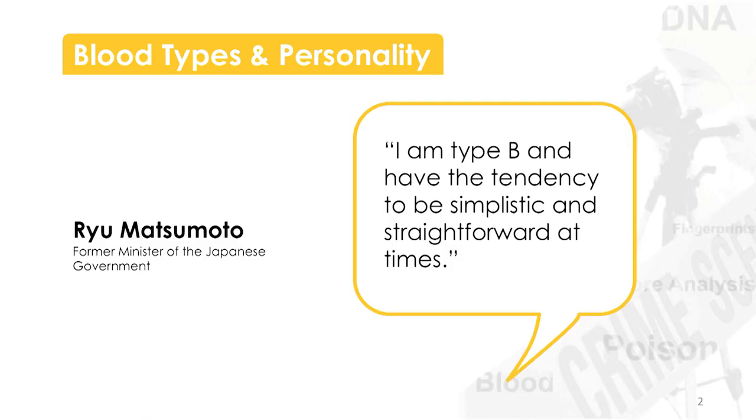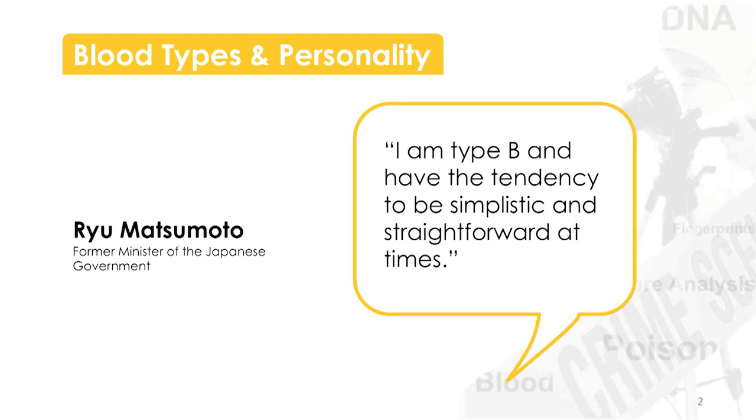And here is a former minister of the Japanese government who got into a lot of trouble and had to resign because of some insensitive comments that he made. And his excuse was that he was a type B. In reality, blood type doesn't mean anything like this.